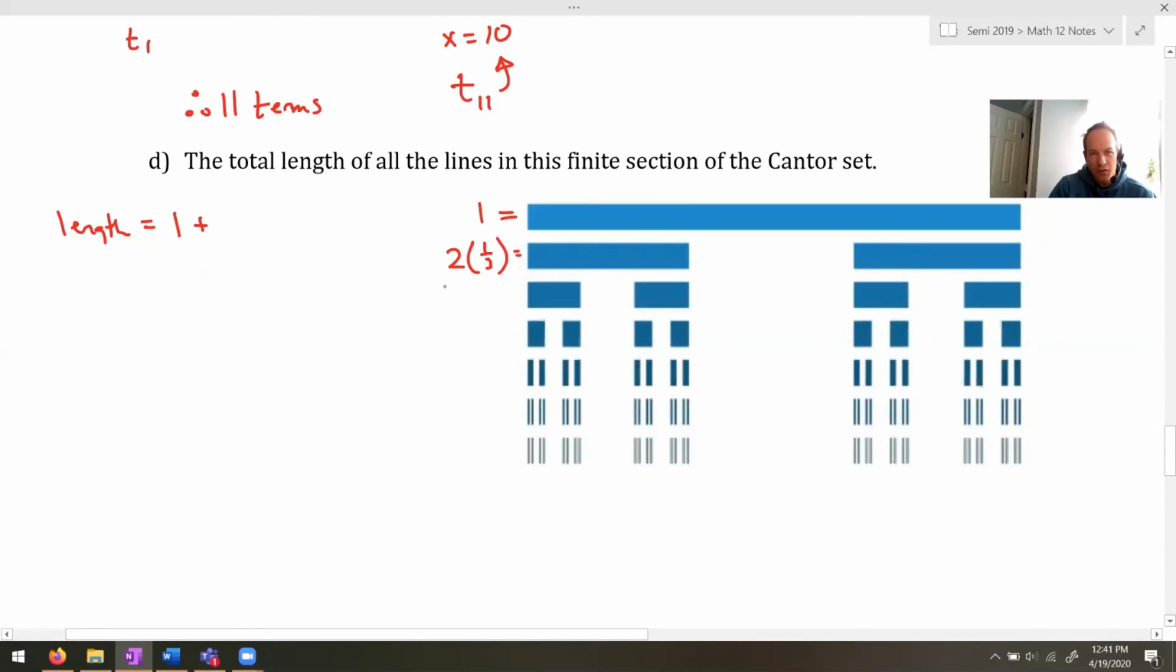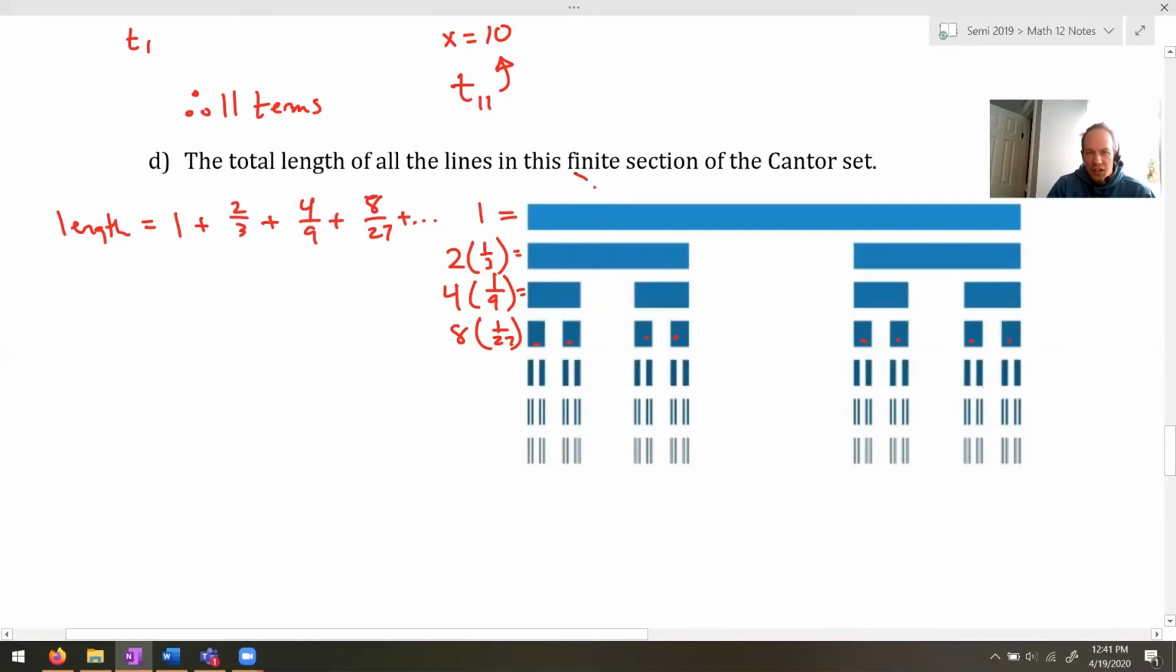Each one of these are all thirds, right? A third of a third of a third. We've got 4 times a third of a third, which is 1 over 9. Here we've got 8 different ones, 1, 2, 3, 4, 5, 6, 7, 8, and then we've got 1 over 27, and so on. So this is going to be like 1 plus 2 times a third, plus 4 over 9, and so on.